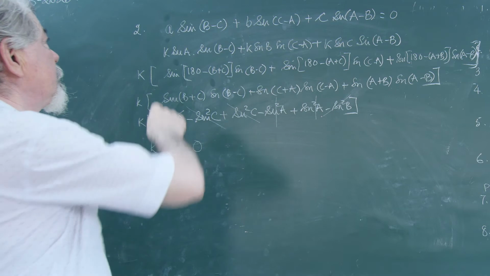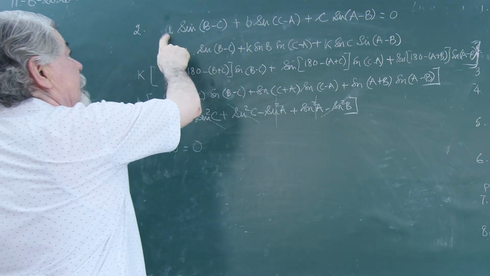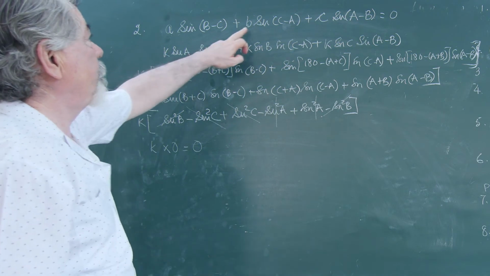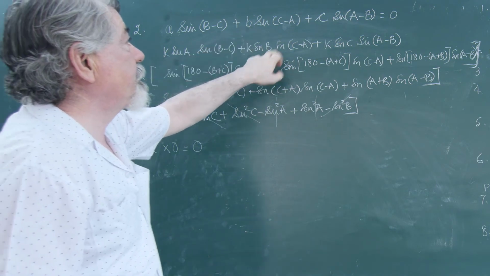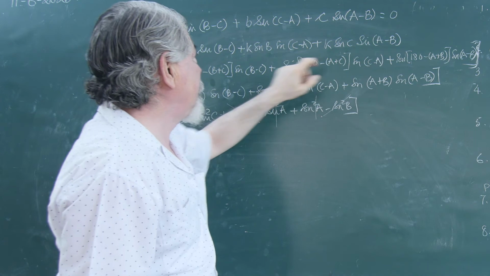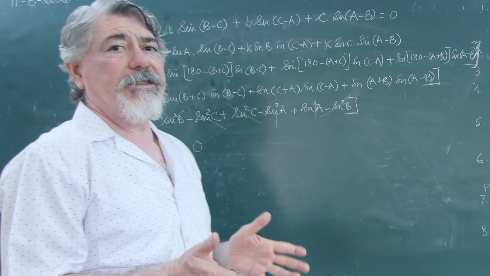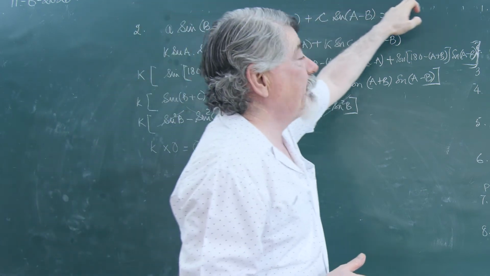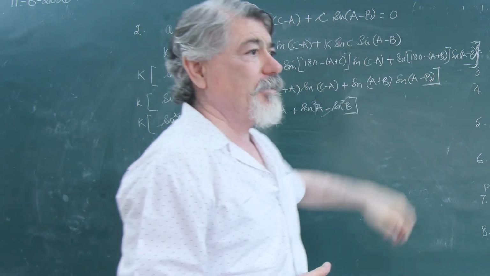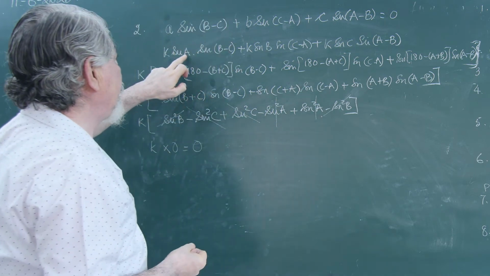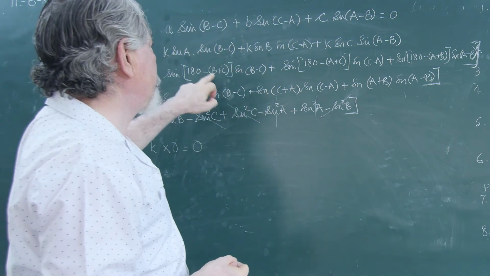What we did was a sine(B minus C). A was converted in terms of sine, k sine A. B was written as k sine B. C was written as k sine C. Then sine A, because ABC, this is happening in triangles. This is solution of triangles. So A plus B plus C is 180. So A will be equal to 180 minus (B plus C).